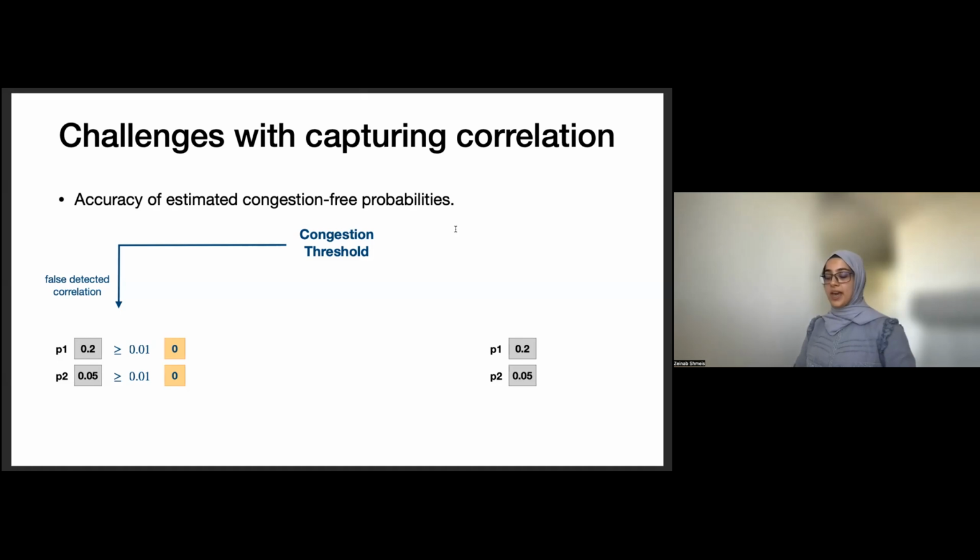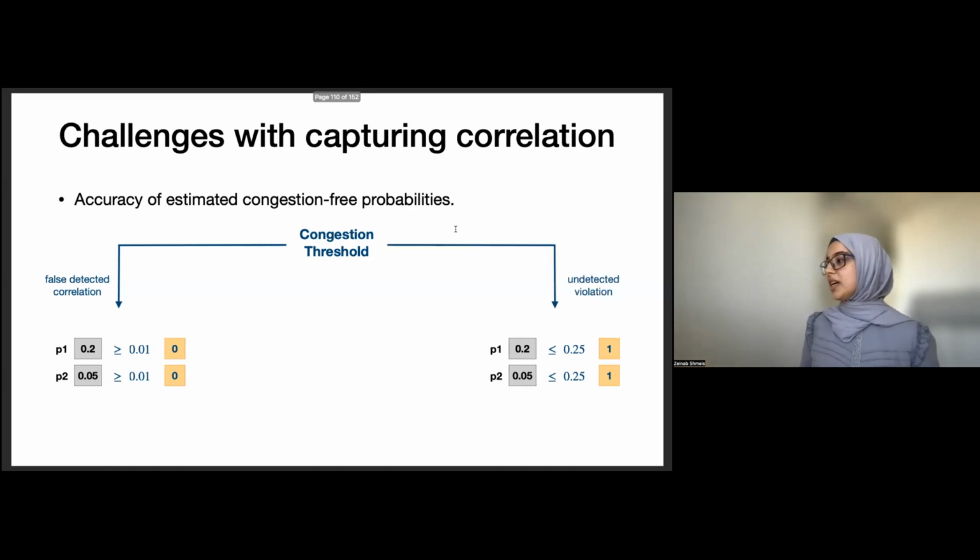Let's reuse them and go to the other extreme. What if my threshold was higher than these ratios? My judgment will be there is no problem. And in this case, I will fail to detect the violation in the first place.